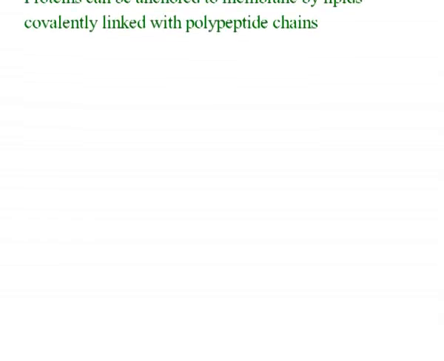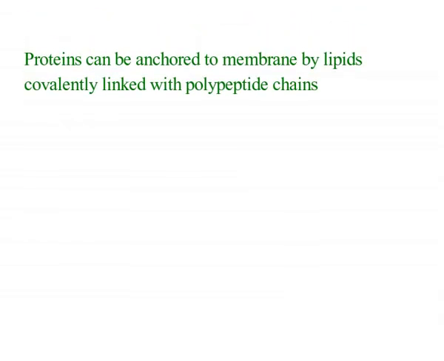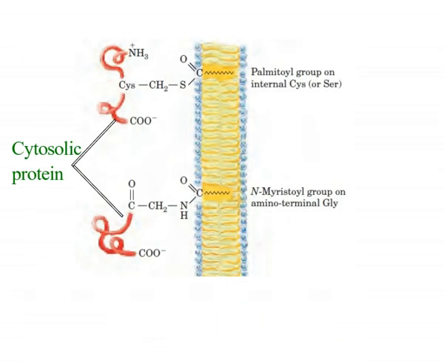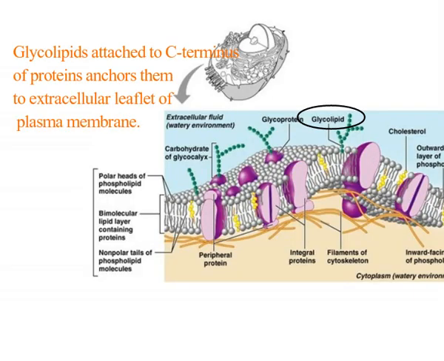The proteins can be anchored to the membrane by lipids covalently linked with the polypeptide chains. The cytosolic proteins are attached to the membrane by 14-carbon myristic acid attached to their N terminus. Some may use 16-carbon palmitic acid or 15 to 16-carbon prenyl groups attached to a cysteine side chain for anchoring to the plasma membrane. The phospholipids attached to the C-terminus of proteins anchor them to the extracellular leaflet of the plasma membrane.